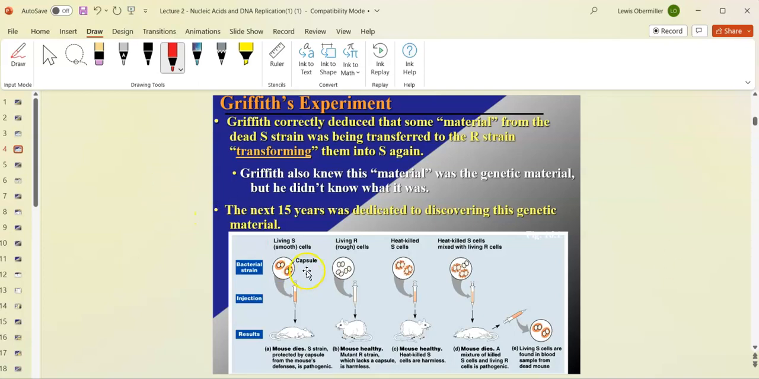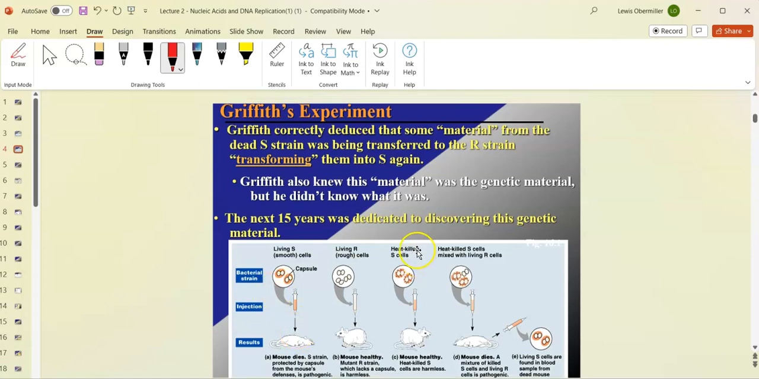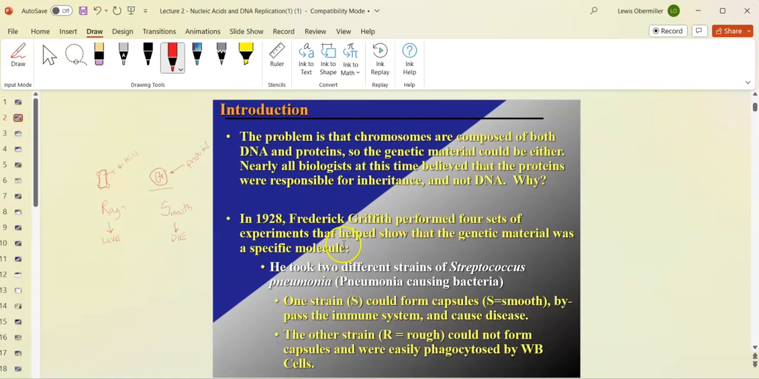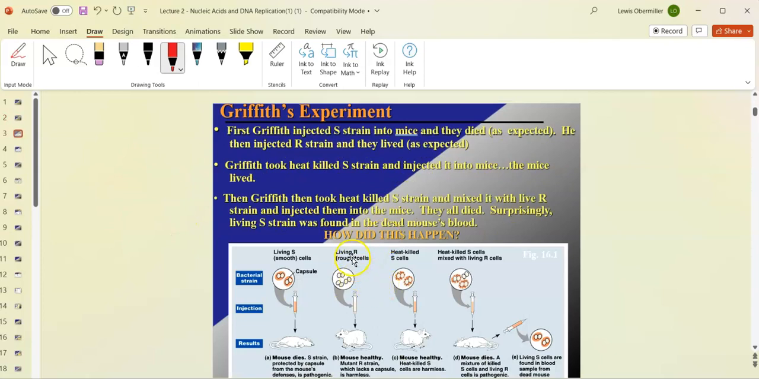All right. Well, anyway, so he injected living smooth strain bacteria into mice, and as you expect, they would die, right? Like we talked about previously. He also injected living rough cell strains of the pneumonia, and the mice lived, just like we would expect, because we talked about the immune system evasion previously.